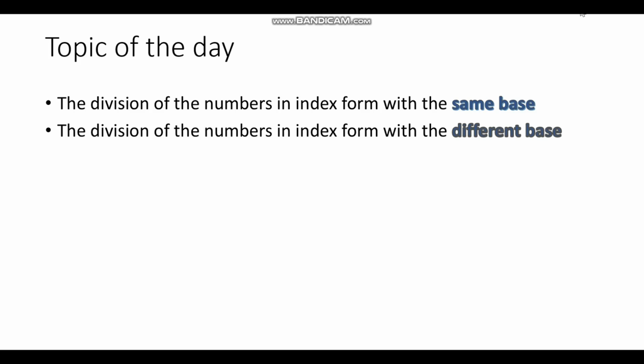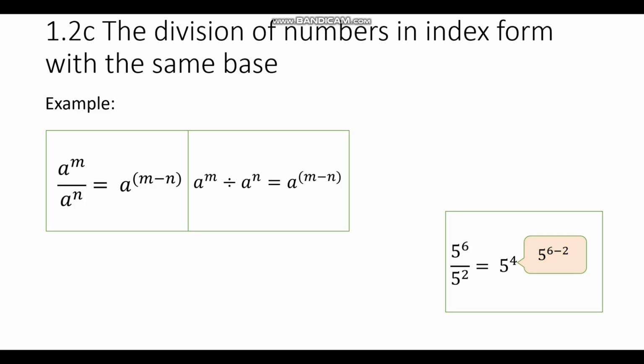For the topic today, we are going to use the scientific calculator to calculate. So please prepare your own calculator. Now let's start with our lesson of today.